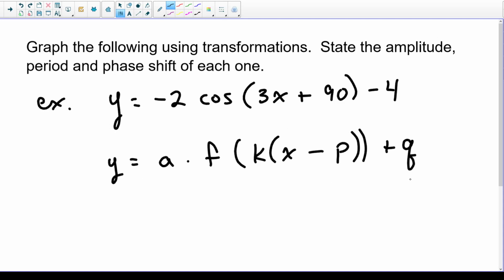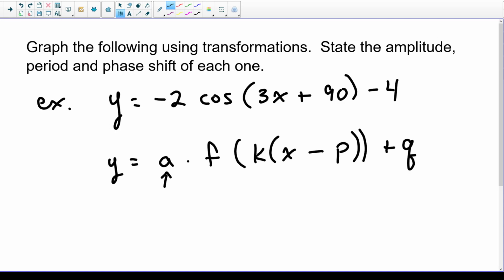I'm hoping that this looks extremely familiar. Even though we haven't done it in a while, this is the general form of any transformation. So let's just recap what all of the different variables do. The a controls the vertical stretch or compress. If the absolute value of a is greater than 1, that is a stretch. If the absolute value of a is between 0 and 1, it is a compression. If a is negative, like it is here, that actually also means that the graph flips upside down.